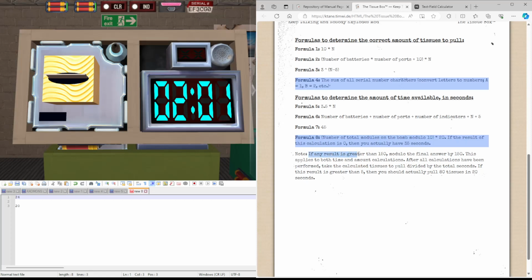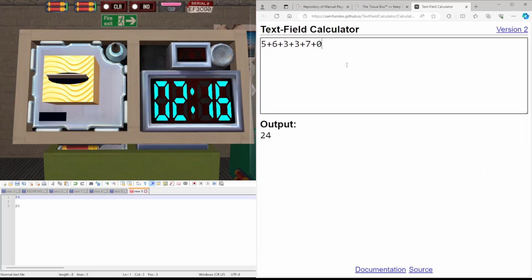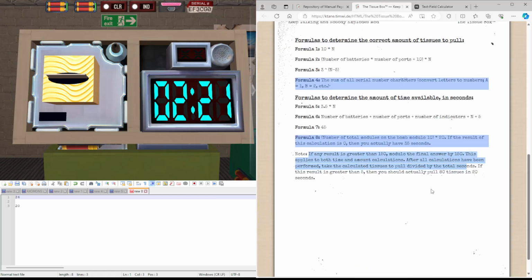Now, if any result is greater than 150, from either of them, modulo the final answer by 150. This applies to both time and amount. After the calculation has been performed, we're going to take the calculated tissues to pull divided by the total seconds. So that's 24 over 20, which is 1.2. If in the off chance this results in a number greater than 5, we should actually pull 18 in 20, because it doesn't want too difficult of a window, basically. Or a completely impossible window.